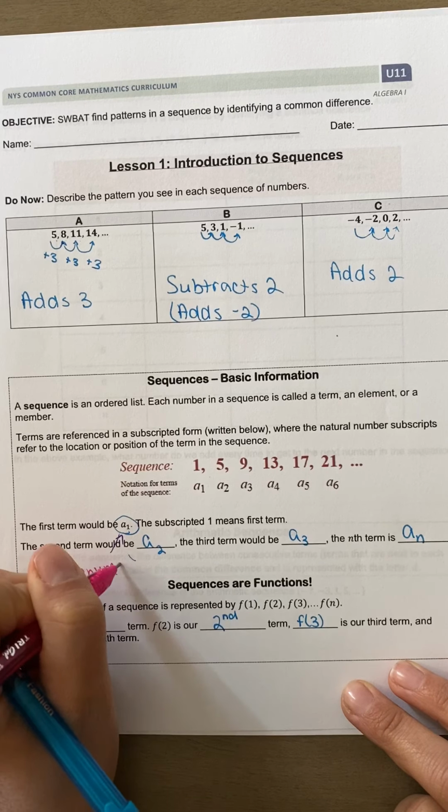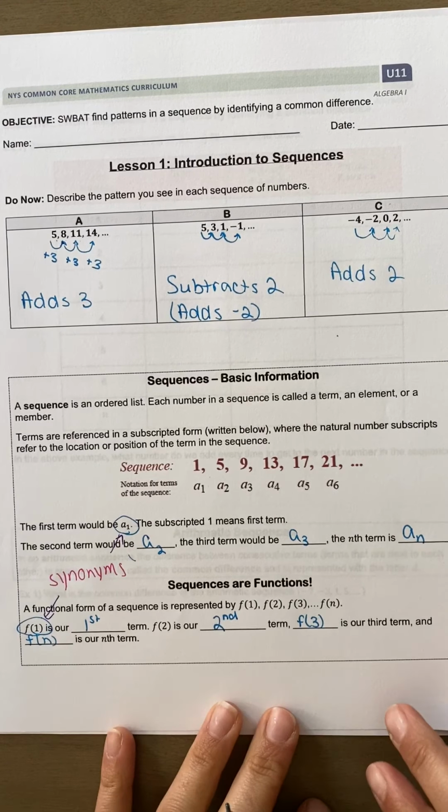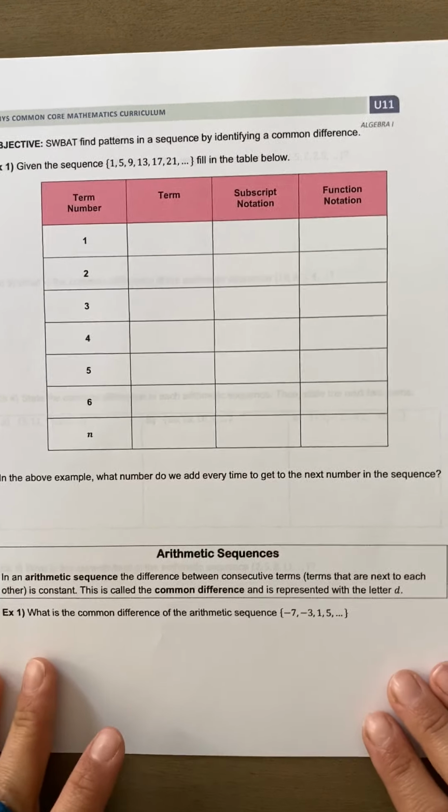I hope I'm spelling this right. I think I forgot how to spell the word synonyms. I think that's right though. Okay, so that's your notes for today. We're going to continue on. We have this little chart here to help us out.